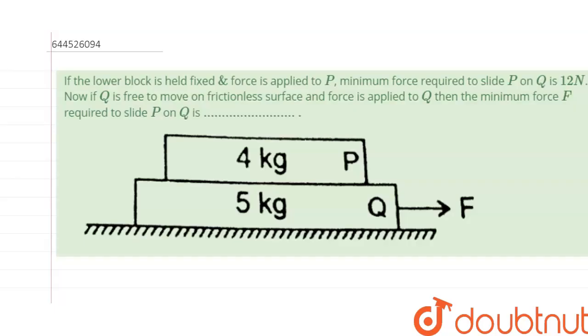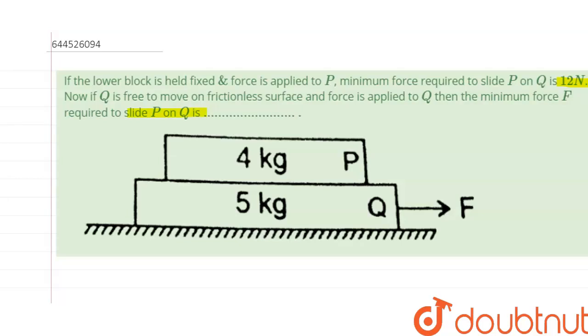Hello everyone. So the question is, if the lower block is held fixed and force is applied to P, the minimum force required to slide P on Q is 12 Newton. Now if Q is free to move on a frictionless surface and force is applied to Q, then the minimum force F required to slide P on Q is?